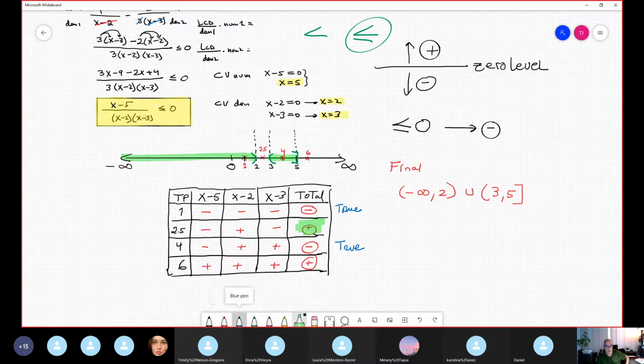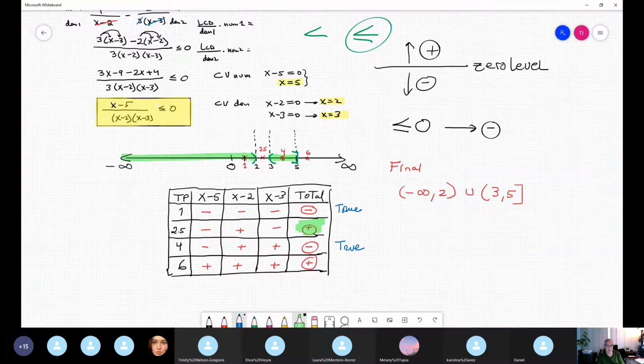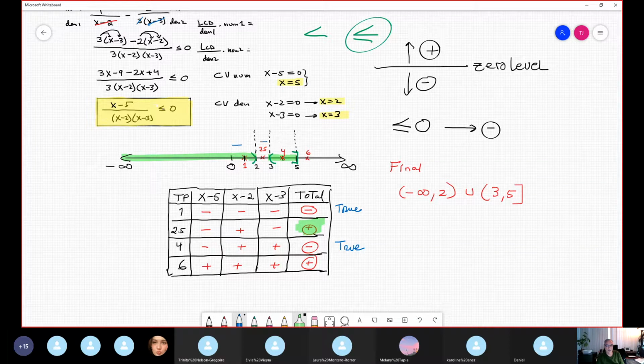Let me try to do another thing. Some people don't prefer to do the table. You put here negative, positive, negative, and positive. I know that the middle one is negative. Therefore, I highlight the solution here and here. But some people do it differently.